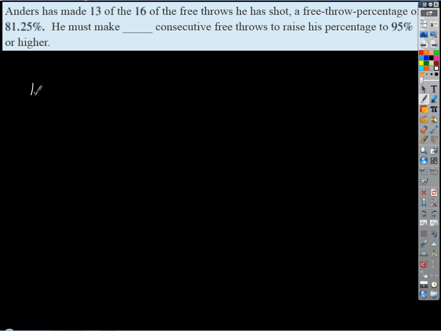Good. Everybody agree that's going to be the total number of makes, assuming he makes x in a row starting at this point? How many attempts? 16 plus x. Good, and what does that have to equal? 0.95. Okay, good. It's 95%, so of course we'd want to write that as a decimal. So that would have to equal, and really, it doesn't necessarily have to equal, because read the question very carefully. To 95% or higher, or it might have read something like at least 95%.